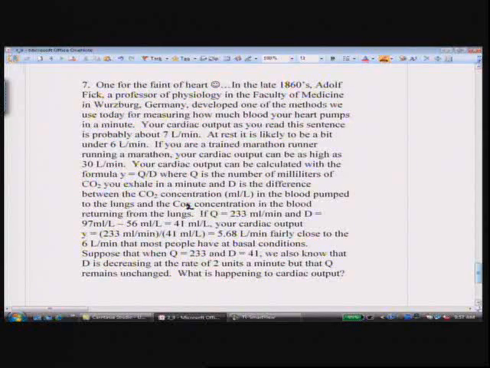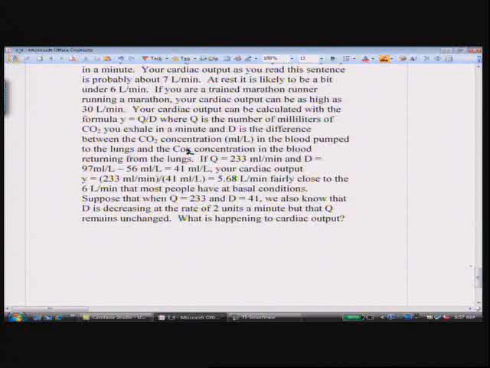Okay, so suppose that when Q equals 233 and D equals 41, we also know that D is increasing at a rate of 2 units per minute, but that Q remains unchanged. What is happening to the cardiac output? Okay, all right, so do not fret. You have a formula. This problem, while long, is cool because they did give you a formula. You know that Y equals Q over D. And which one's the cardiac output?